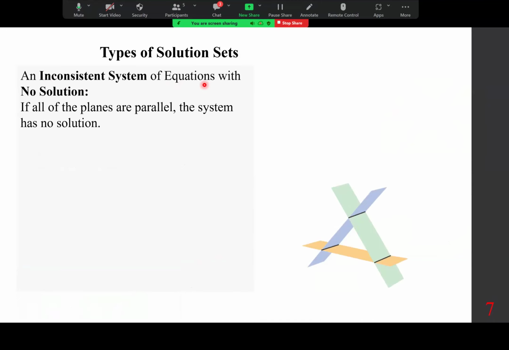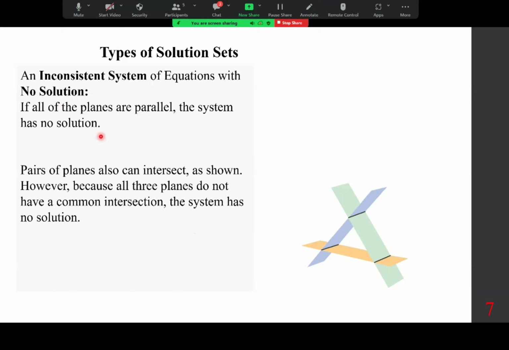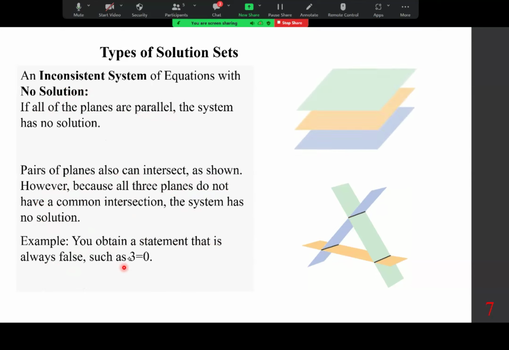An inconsistent system of equations has no solution. If all of the planes are parallel, the system has no solution. Pairs of planes also can intersect as shown. However, because all 3 planes do not have a common intersection, the system has no solution. For example, you obtain a statement that is always false, such as 3 equals 0. So either they're all parallel, or they may intersect, but the way they intersect is not in common among all 3.